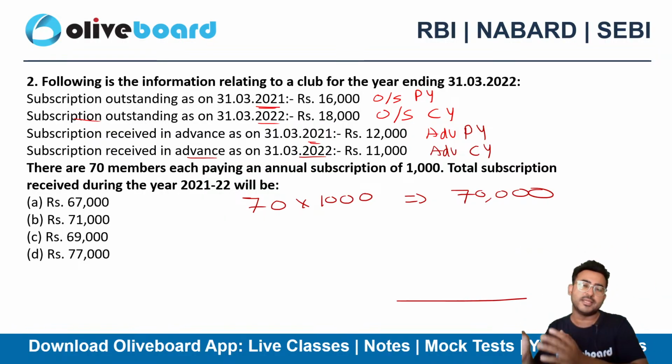Income is not always equal to receipt. Please do remember why: income is computed on accrual basis, whereas receipt is computed on the basis of inflow and outflow of cash. So we need to do certain adjustments here.